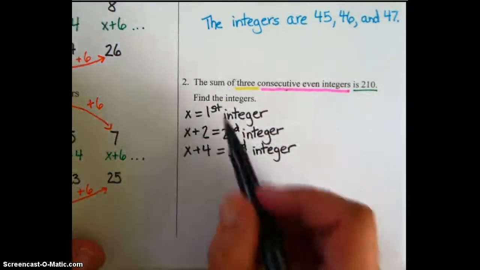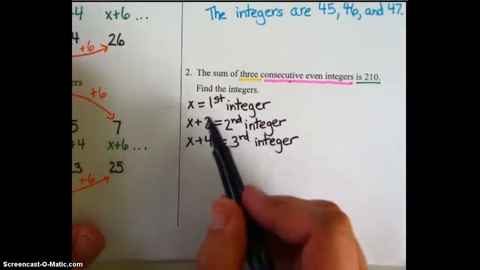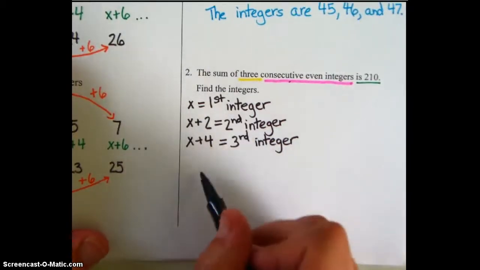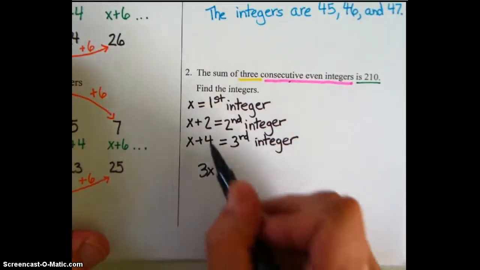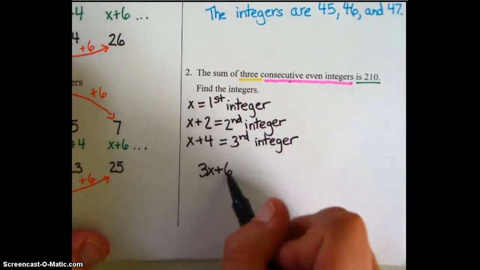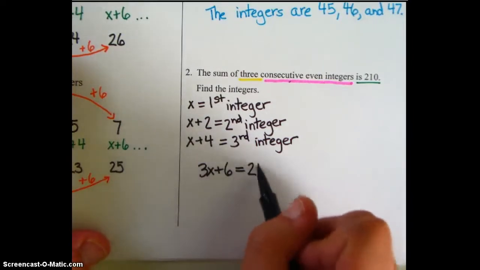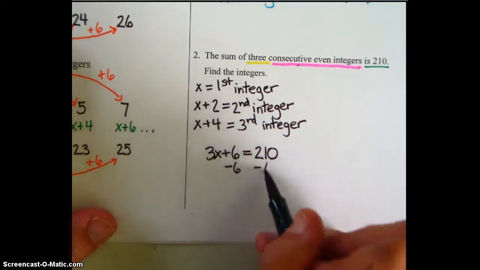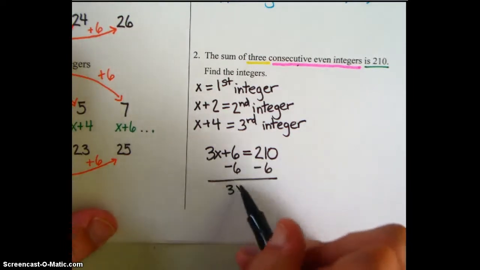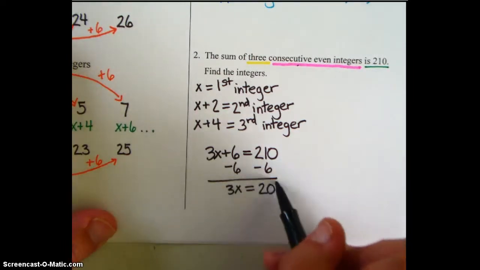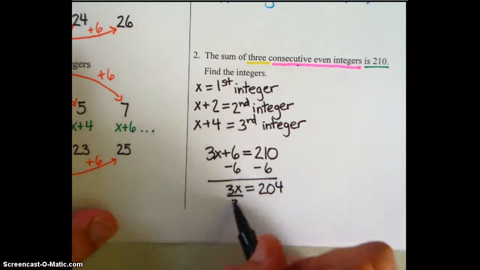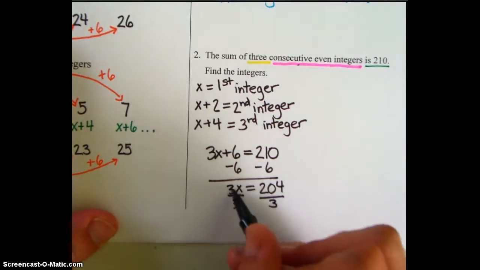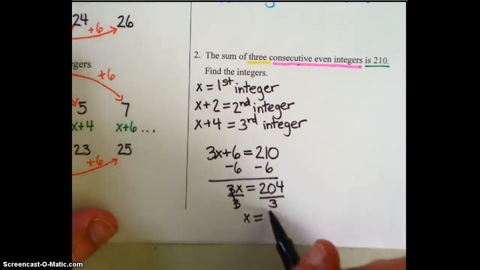To get our equation, it says the sum of. If we add the first integer with the second and the third, we'll have 3x, 2 plus 4 gives you 6, and then equals 210. If we subtract 6 from both sides, we will get 3x equals 204. And if you divide by 3, we will get x equals 68.